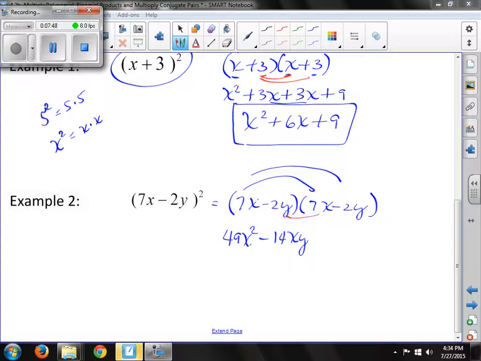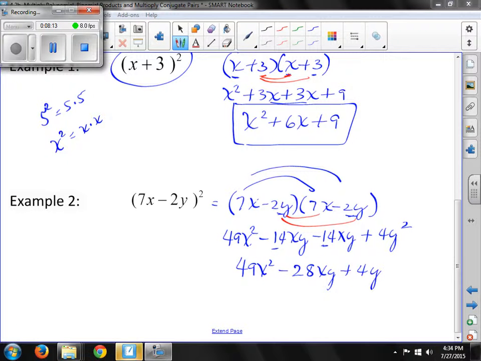And then we'll do negative 2y times both of them. Negative 2y times 7x would be negative 14xy. And negative 2y times negative 2y would be plus 4y squared. So that we have 49x squared. When we combine our negative 14 and our other negative 14, we'll have negative 28xy plus 4y squared.